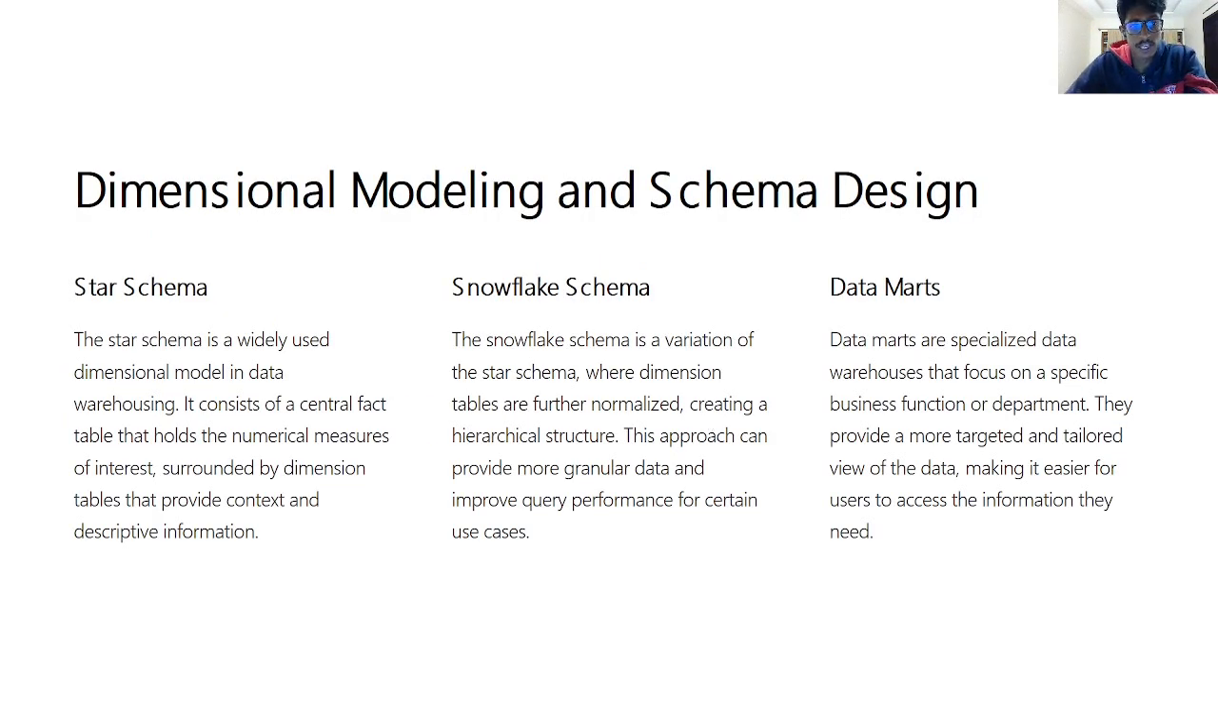Dimensional modeling and schema design. Star schema: the star schema is a widely used dimensional model in data warehousing. It consists of a central fact table that holds numerical measures of interest, surrounded by dimension tables that provide context and descriptive information. Snowflake schema: the snowflake schema is a variation of the star schema where dimension tables are further normalized, creating a hierarchical structure. This approach can provide more granular data and improve query performance for certain use cases.